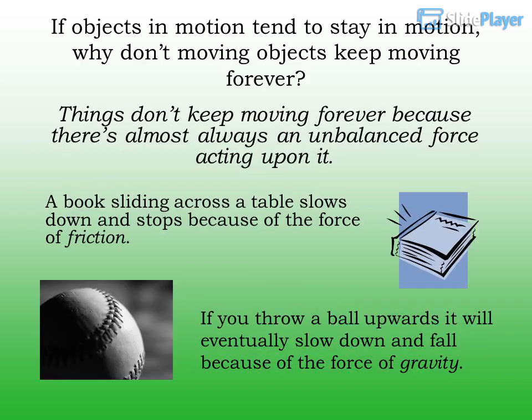If objects in motion tend to stay in motion, why don't moving objects keep moving forever? Things don't keep moving forever because there is almost always an unbalanced force acting upon them. A book sliding across a table slows down and stops because of the force of friction. If you throw a ball upwards, it will eventually slow down and fall because of the force of gravity.